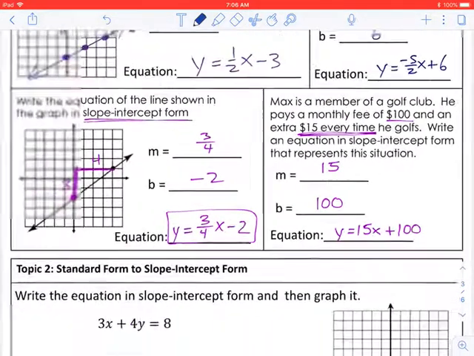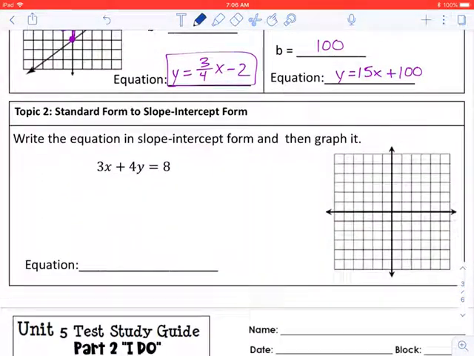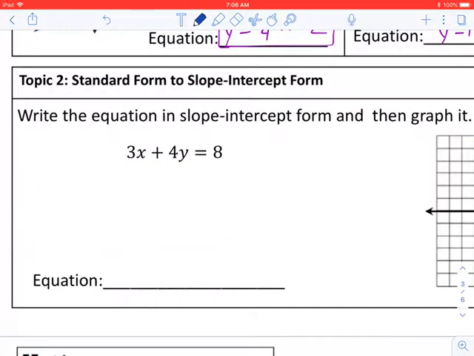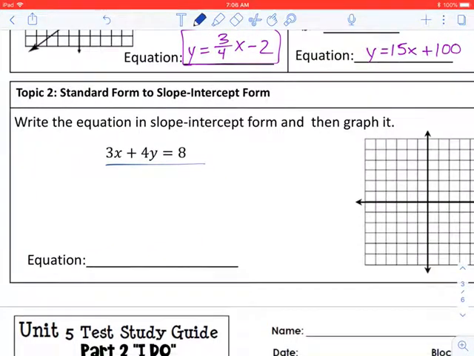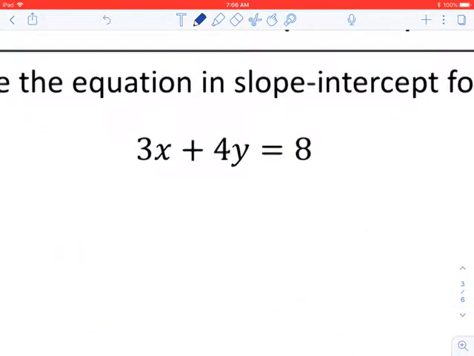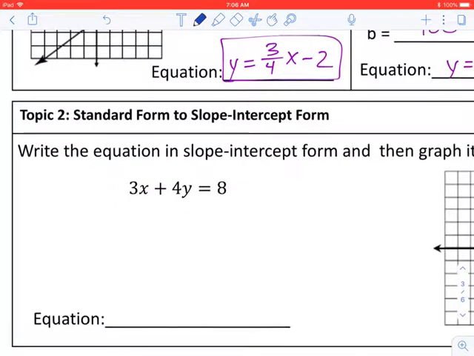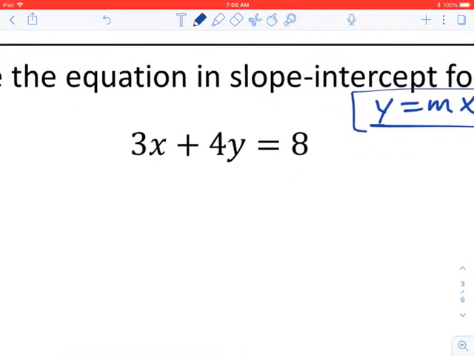So that's basic slope-intercept form. Okay. So this next one is also slope-intercept form, but it doesn't start that way. It says write the equation in slope-intercept form, then graph it. Well, I need y by itself. If I want y equals mx plus b, I need y to be by itself here. So we solve for y.